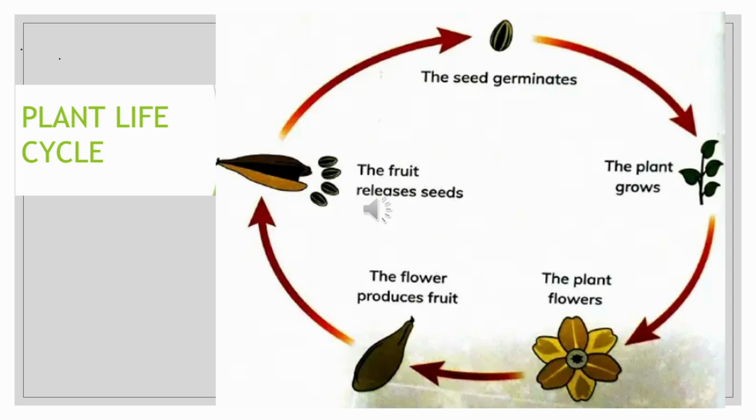This slide shows you the plant life cycle. So when the seed germinates, the plant will grow. Once the plant grows, there will be flowers. Inside the flower is where the seeds are produced. The flower produces the fruit, and once the fruit is big, it releases the seeds. Now again the cycle continues.